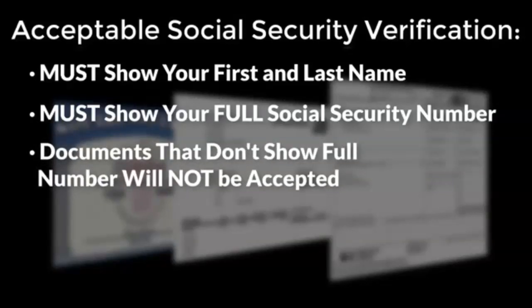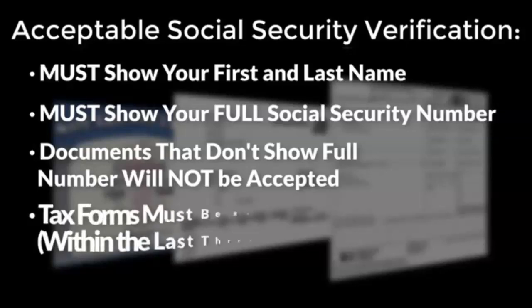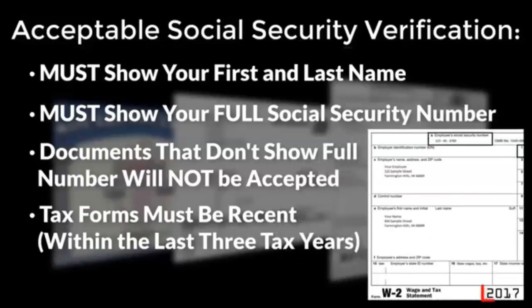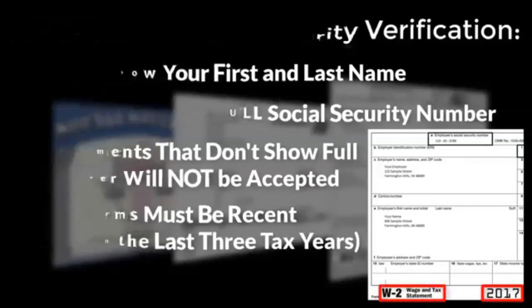by the credit bureaus. In addition, if you're using a copy of a tax form, it should be from within the last 3 tax years and show the year it is from as well as the type of form it is. Otherwise, it might not be accepted.